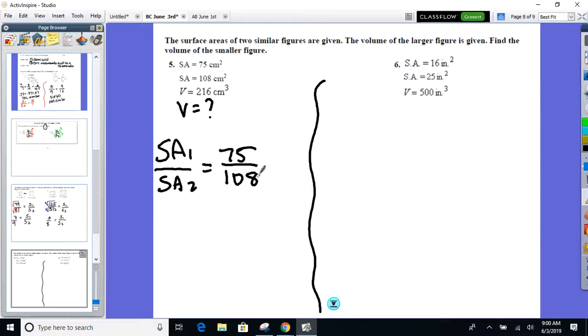You may need to take a detour first. What can you get from the surface area? The sides, the similarity. How? How can I get to the similarity ratio? Take the square root, so square root of 75 over the square root of 108. Leave that as a fraction, please. I don't want that decimal in your calculator. You should get your math button, change it back to a fraction.